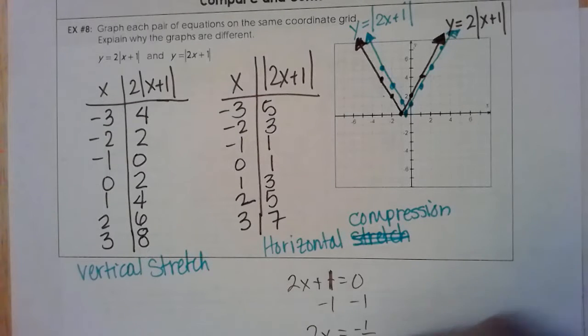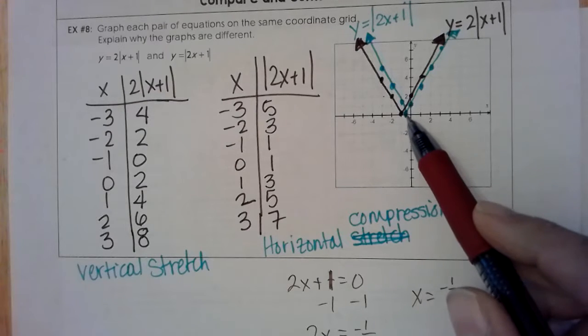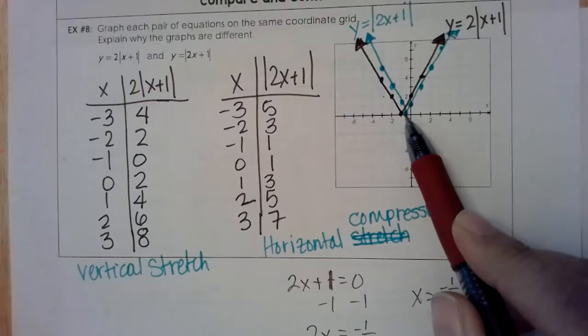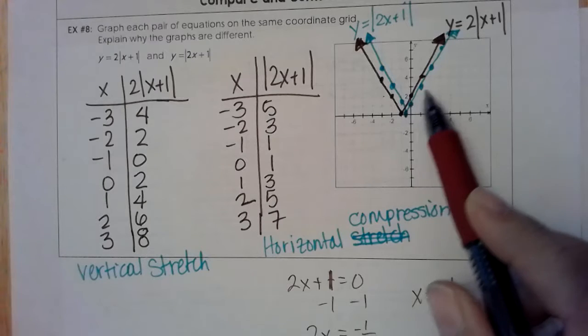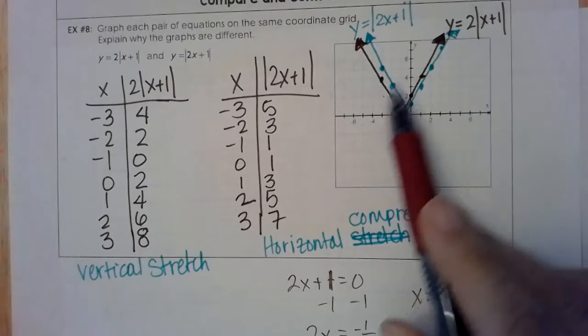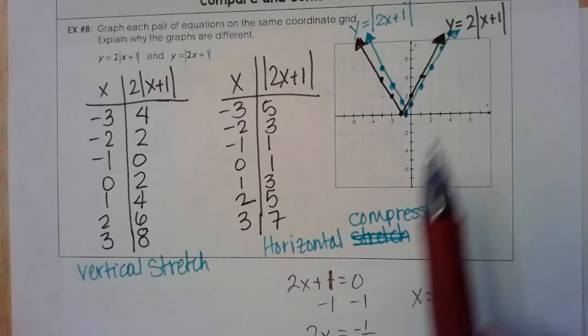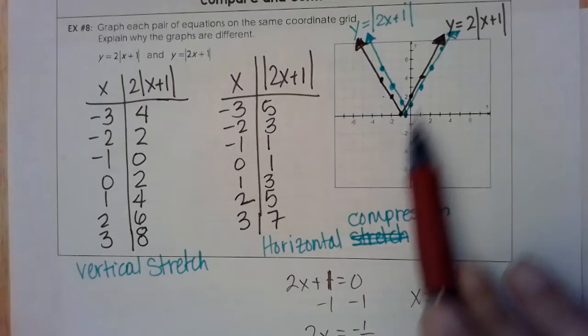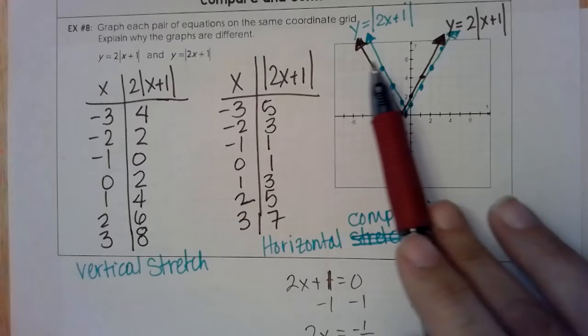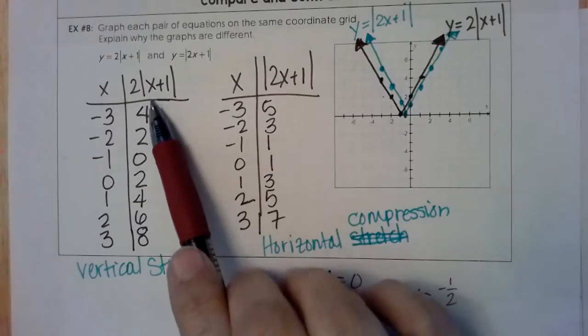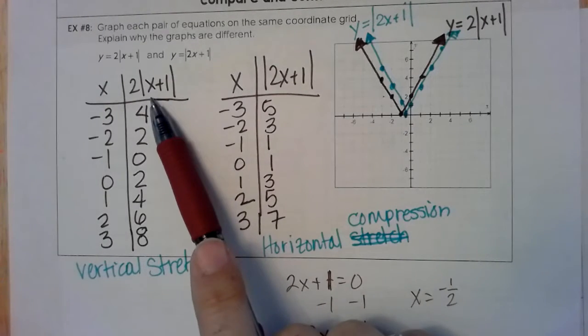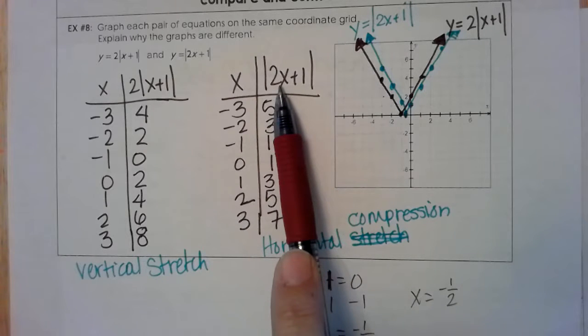So that ended up being x is -1/2, and that's going to be our vertex. So that's why the vertex here on the blue one is at -1/2, and that's why the vertex on the other one is at -1. So they don't have the same vertex, and they also do not have exactly the same slope. Actually, the slope for this first one is a 1, and the slope for this one is a 2, so it's slightly different.